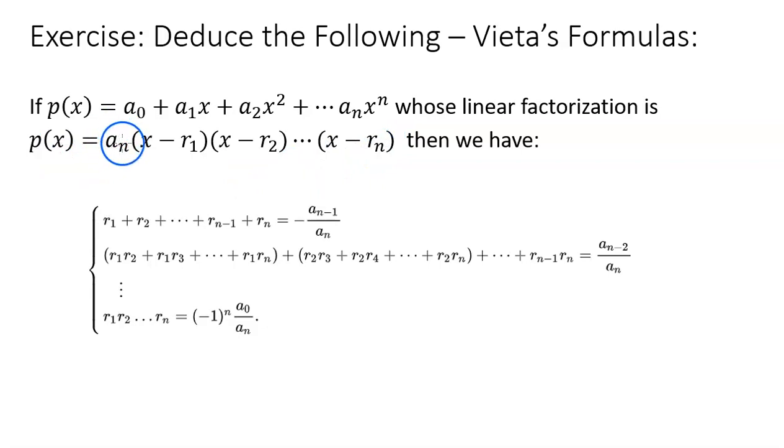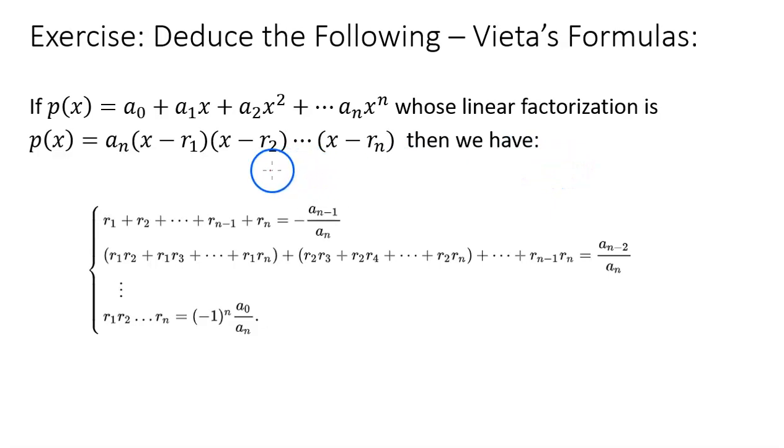Obviously, this an is just the same as that an. So for all the other coefficients, a0 all the way up to an minus 1, we can find a link between them and the roots, r1, r2, and rn. So pause the video and have a go at showing that they should be equal to these things here, which are Vieta's formulae.